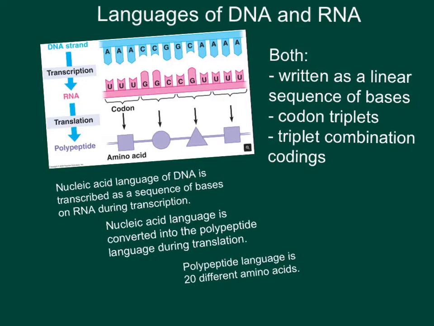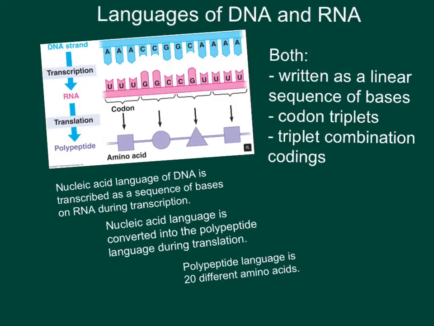Actually, there are enough triplet combinations so that 2 or more codings may represent the same amino acid. For example, GAU and GAC both code for aspartic acid. However, one triplet codon cannot represent more than one amino acid. So GAU could not stand for aspartic acid sometimes, and glutamine at other times.